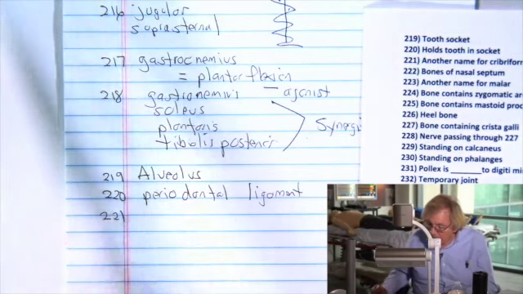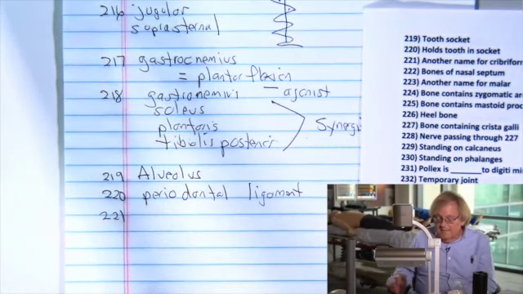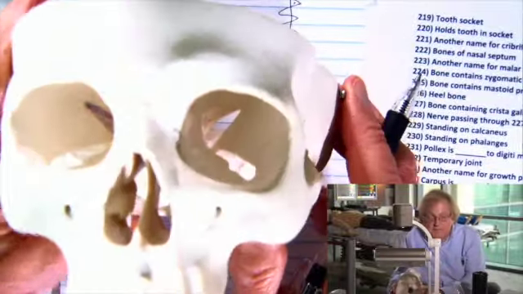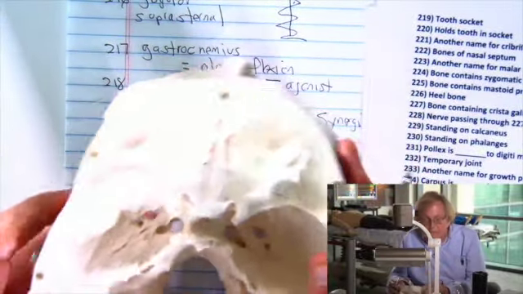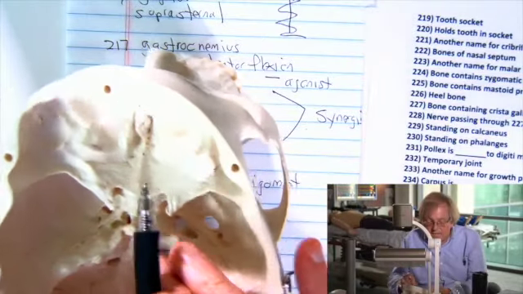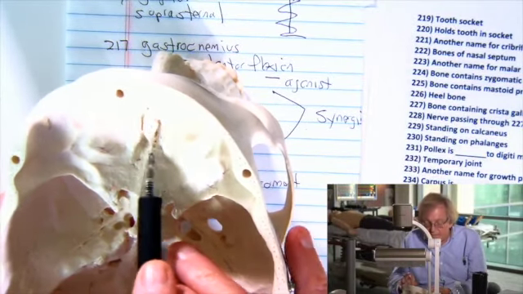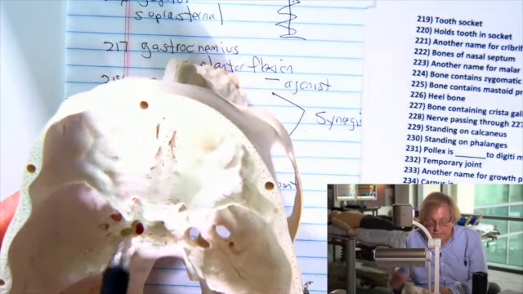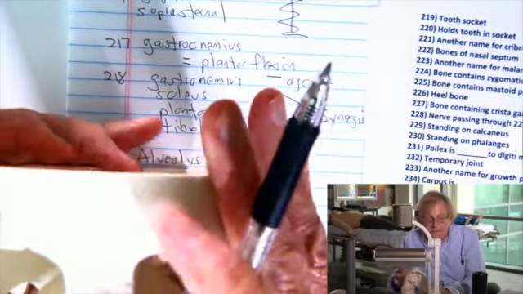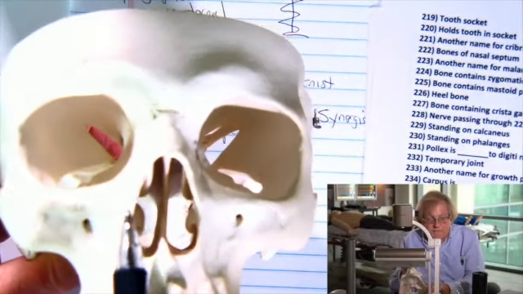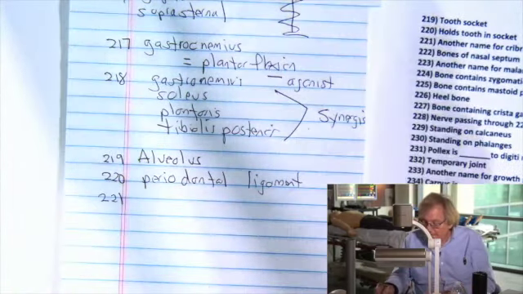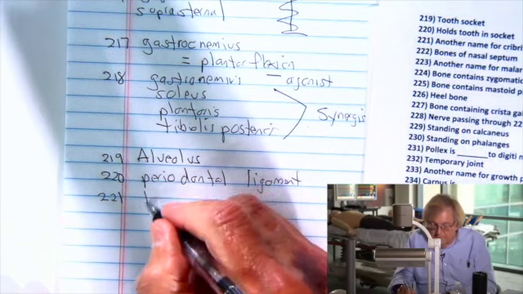221, another name for the cribriform plate. Well, the cribriform plate is what's really coming down and separating, it's part of your nasal septum. So as I look up here inside of the cranial vault, I can see I've got the cribriform plate in this area called the crista galli. The cribriform plate, since it goes perpendicularly down in here, making up the top of the nasal septum right there, that's why it's also called the perpendicular plate.